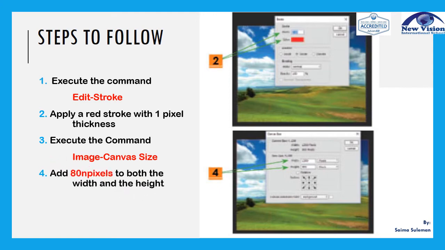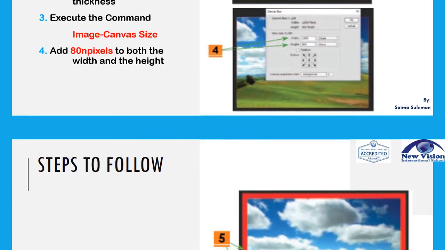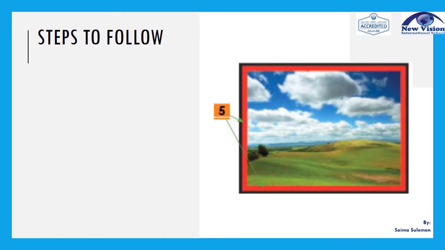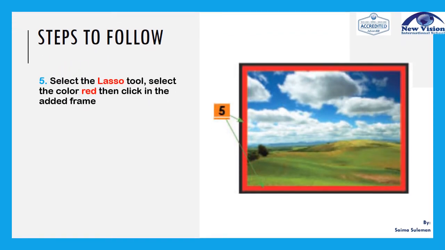Number 4. Add 80 pixels to both the width and the height. Now again you will go to the menu and then you will choose canvas size as 80 pixels to both the height and the width. The height and width are already written on the menu and you will just write down over there 80 pixels. These all steps we already did in our class. Steps to follow. Number 5. This is page number 71.